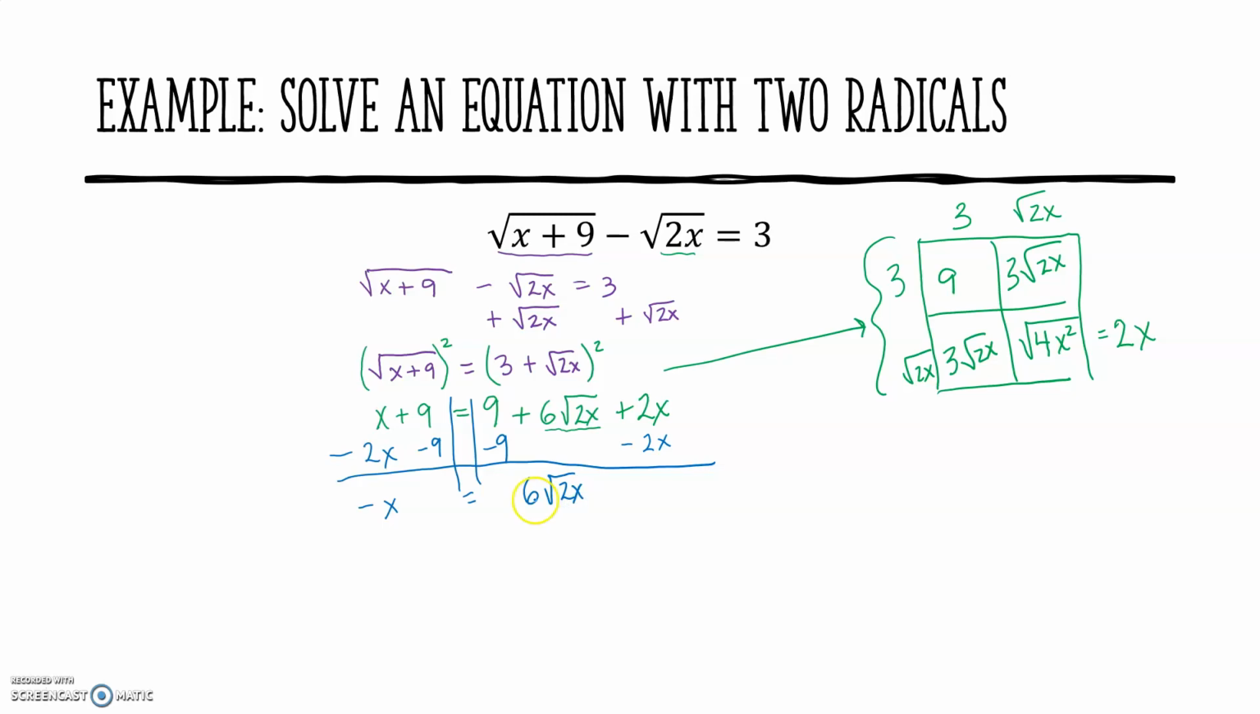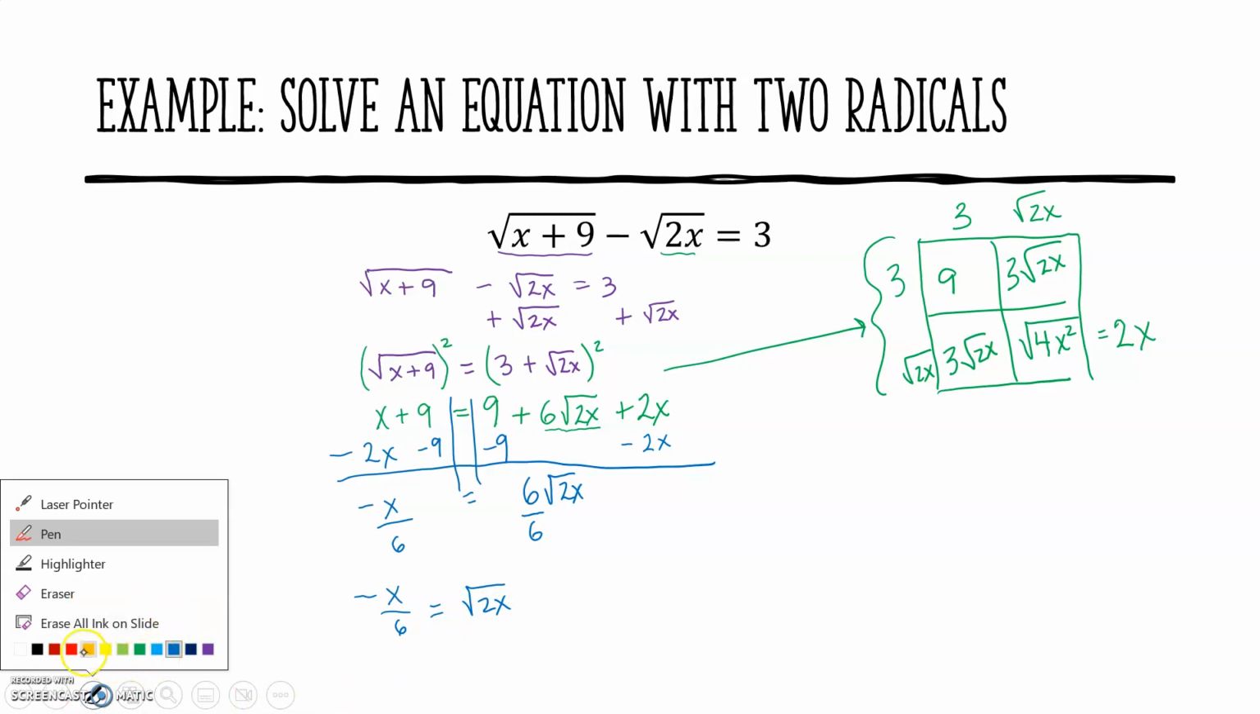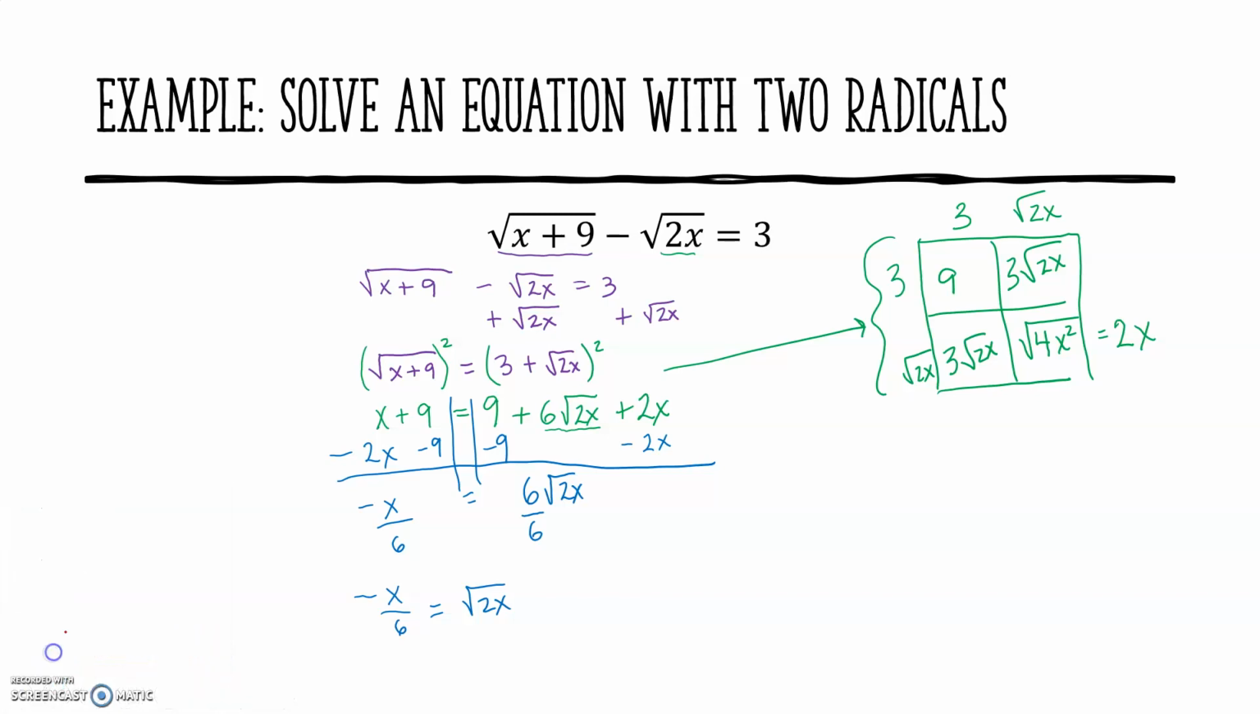The outside of the house is not yet cleaned up, so I'm going to get rid of this 6. And I get negative x over 6 is equal to the square root of 2x. I'm going to tear down that house now, by raising both sides to the second power. When I do that, I get x squared over 36 equals 2x.